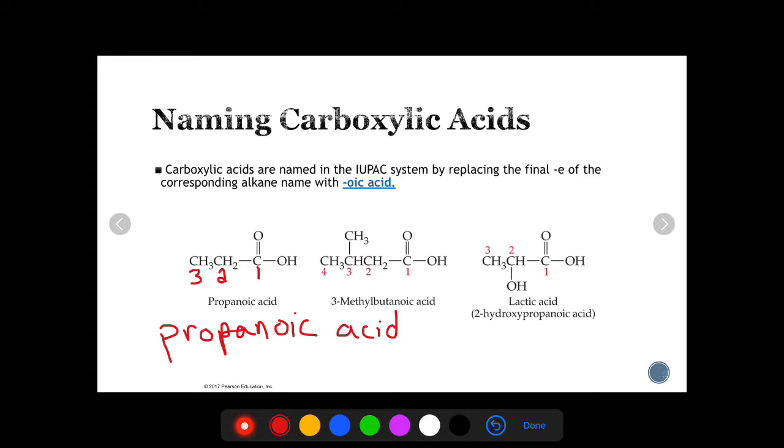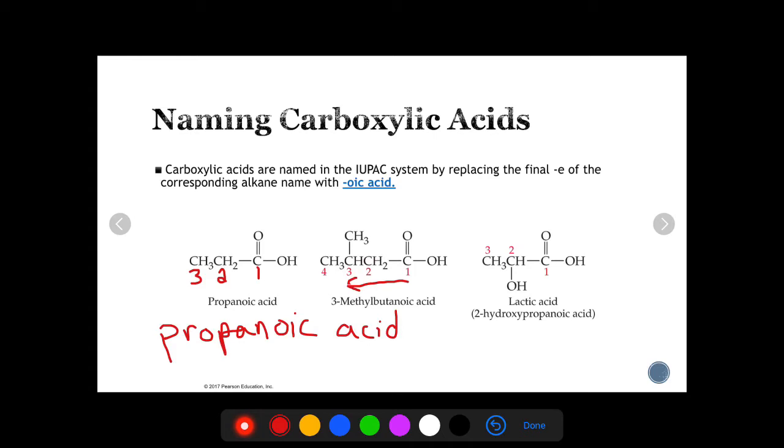So kind of like aldehydes, we don't need to number where the carboxyl group is. It's always on number 1, okay? And then on the next one, we have 3-methyl butanoic acid. So again, we're numbering starting with the carbon in the carbonyl group, and then numbering over this way. So we need to name our substituents, and then we can name the carboxylic acid.